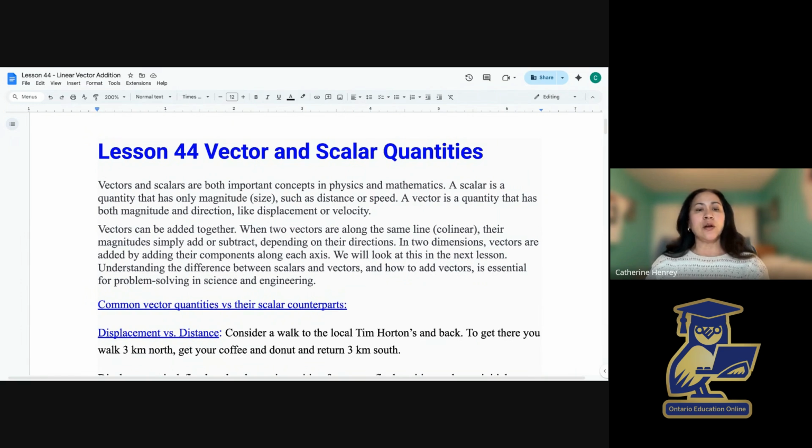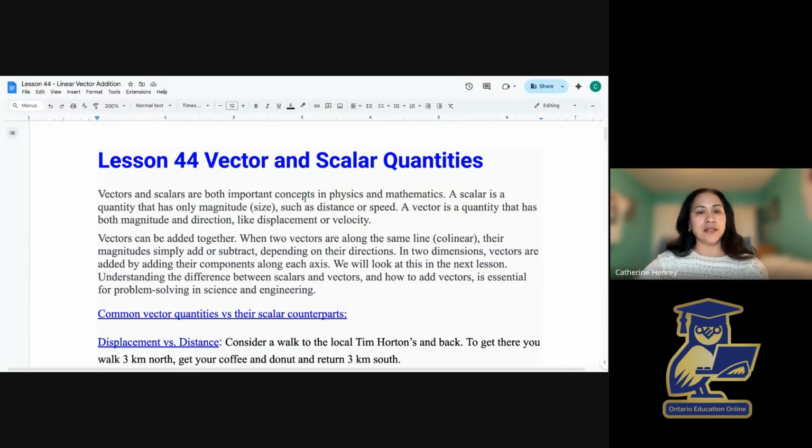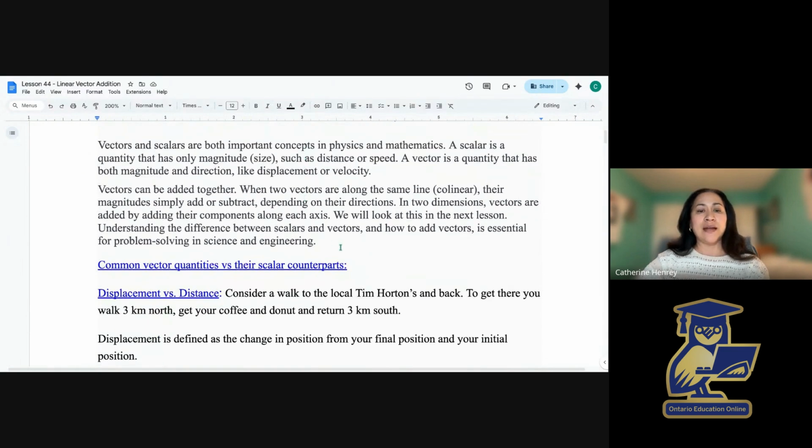Vectors and scalars are both important concepts in physics and math. A scalar quantity only has a size or a magnitude, something like a distance or speed. A vector quantity has both a magnitude and a direction. Examples of those are displacement and velocity. Vectors can be added together.